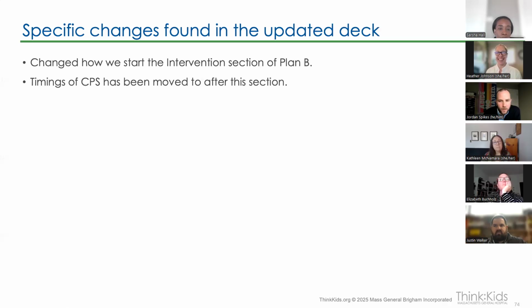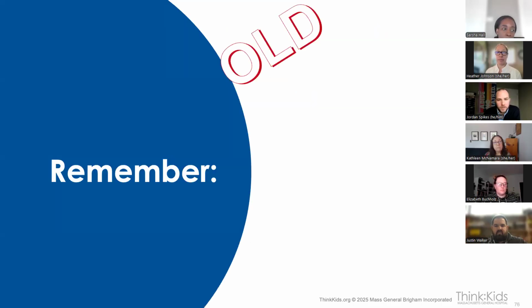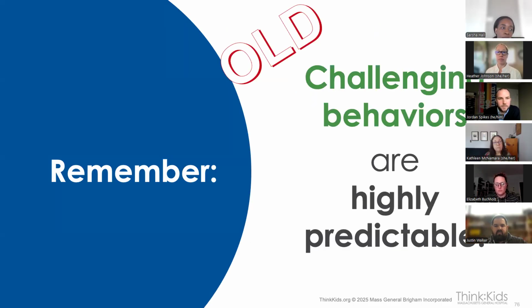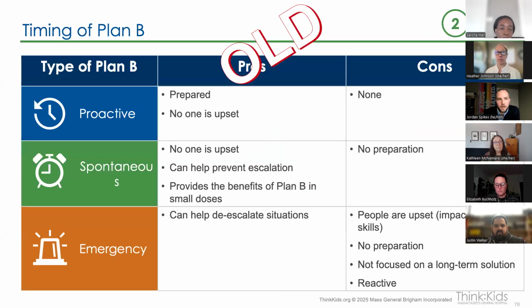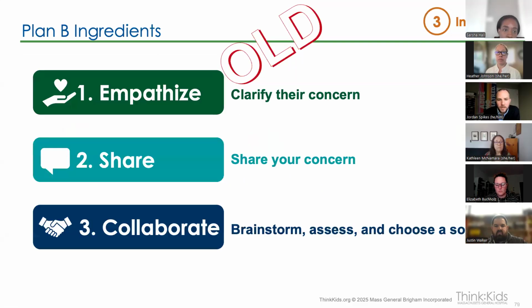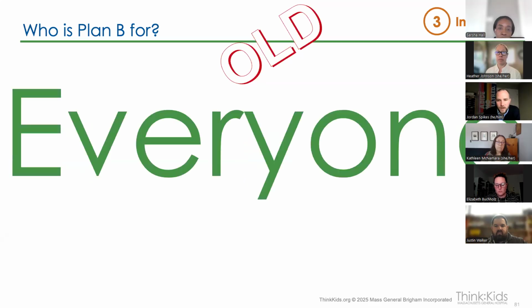And then we're going to get into where the most significant changes have occurred. This is specifically around the timings of CPS and the timings of Plan B. In the older version, we used to start by talking about, right, now we're into intervention. Remember, it's predictable. Here are the timings of Plan B. We talk about and compare a little bit. We get into some of the ingredients. We share the brain stuff. We say this is for everyone. We're used to that.